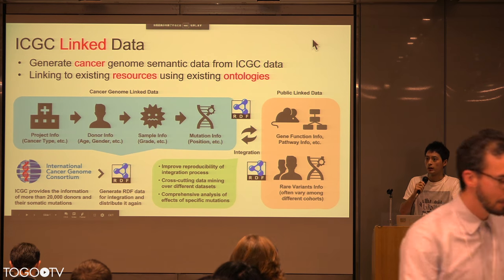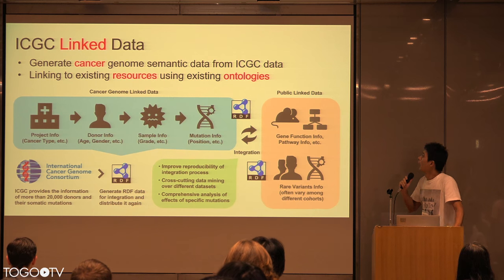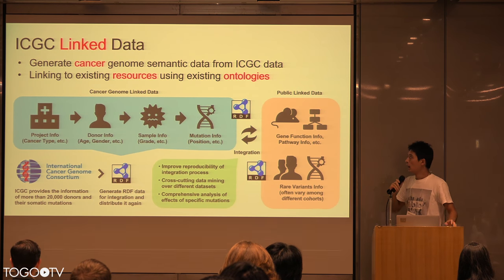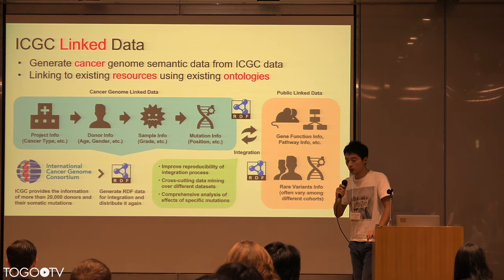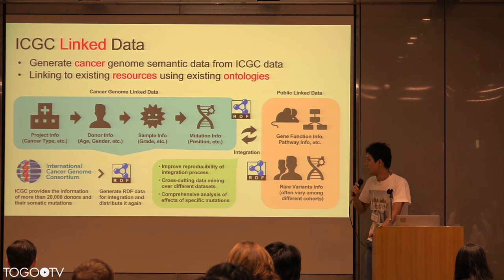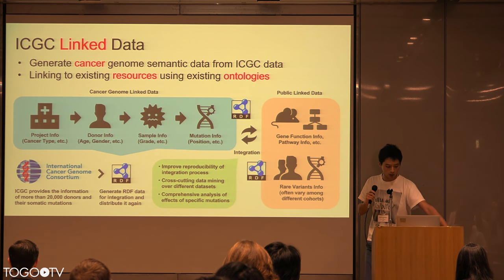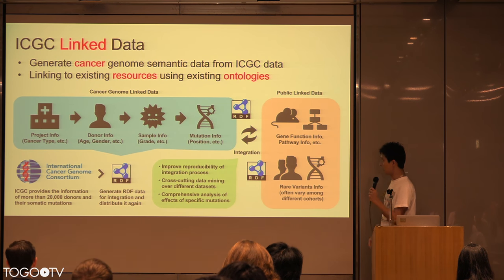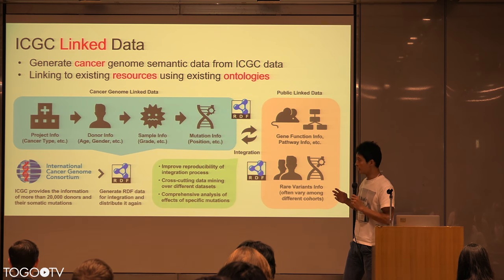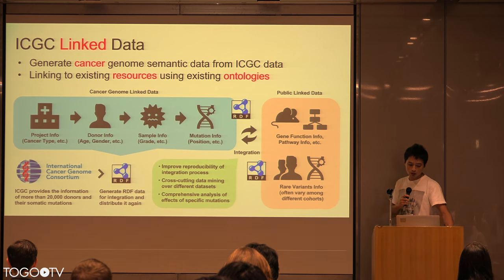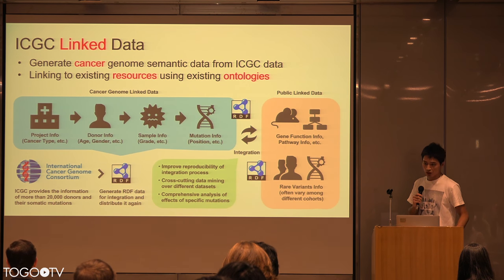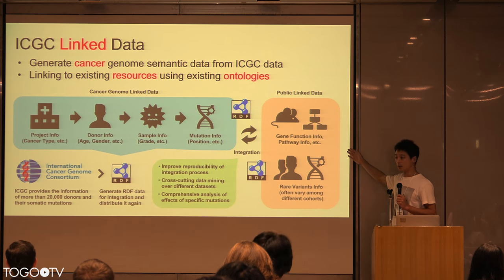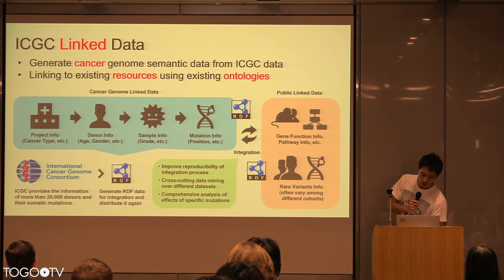Hello, my name is Ryota Yamanaka. I'm a database engineer from Oracle Corporation. And during this biohackathon, I'm going to work with this project called ICGC Linked Data. ICGC is the International Cancer Genome Consortium, which is providing the information of more than 20,000 donors and their somatic mutation data. Now, 2 years ago, I made a pipeline to produce RDF data of project information and donor, sample, and mutation information from the ICGC data portal, and for integrating the data with other public linked data, such as rare variant information of a Japanese cohort or something.